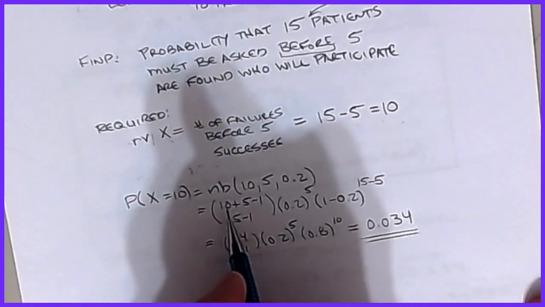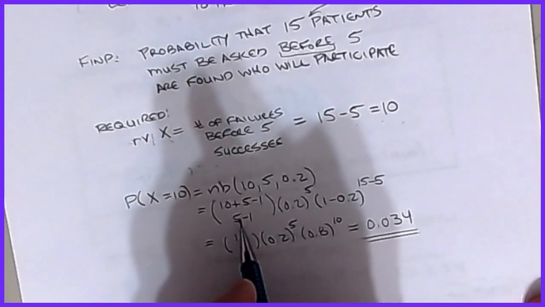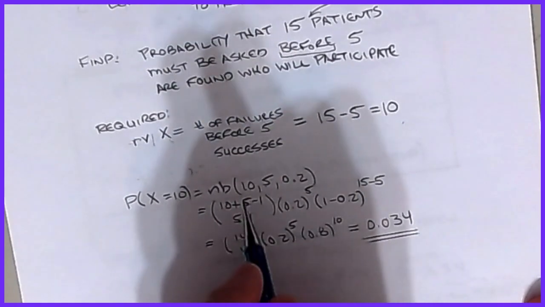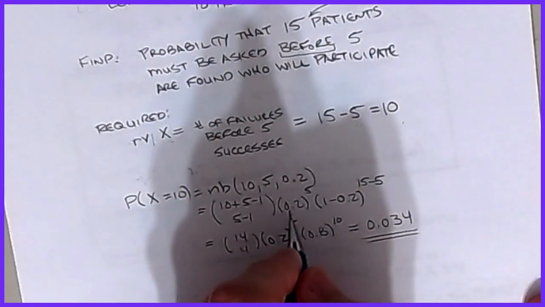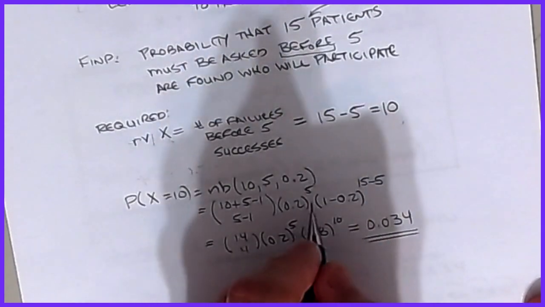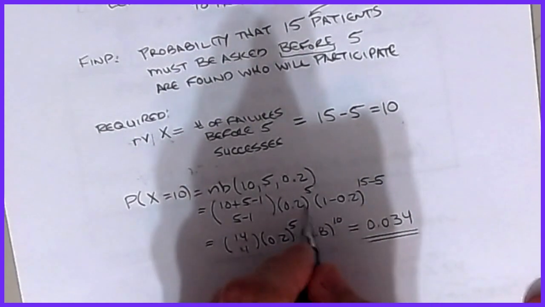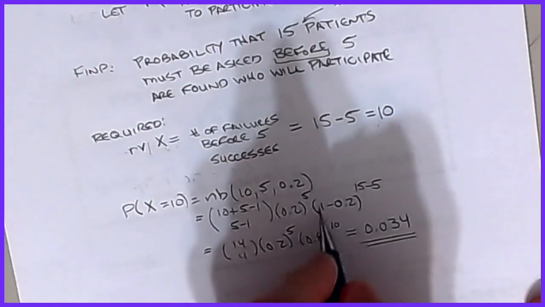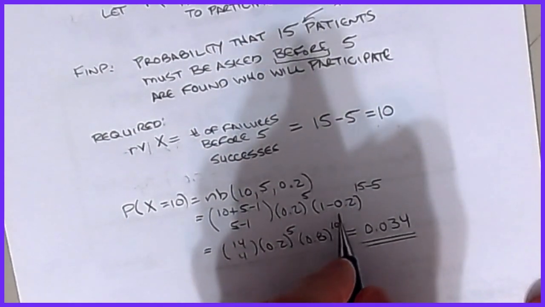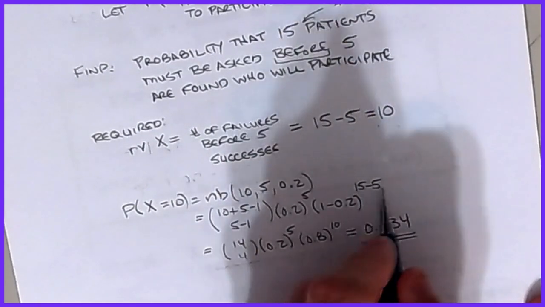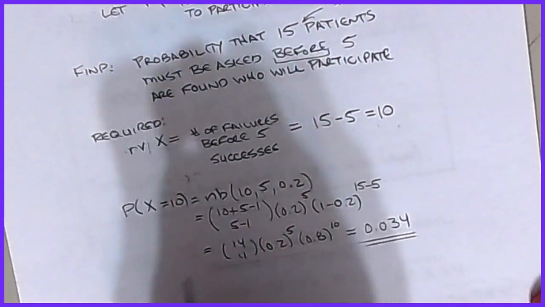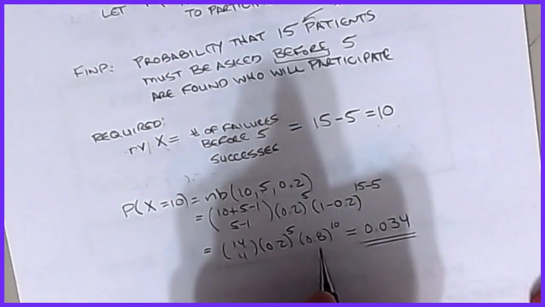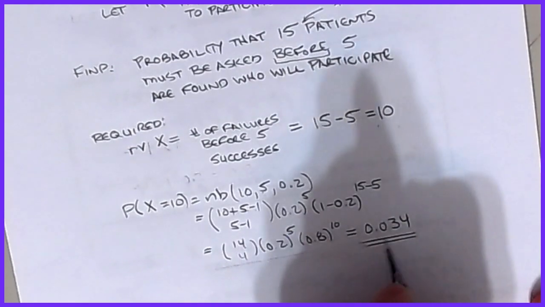So if I plug in my equation, it becomes 10 plus 5 minus 1, and then 5 minus 1. So it's this plus this minus 1, and then this minus 1 in the bottom. It's the combination of those number of ways. And then 0.2 is the probability that they accept, so that's 0.2 raised to that number of successes. And then I need the complement of that, 1 minus 0.2, which will be 0.8 obviously, raised to the rest of them, which would be 15 minus 5. If I do the math, this is 14 choose 4, 0.2 raised to the 5th, 0.8 raised to the 10th, which is a probability of 0.034.